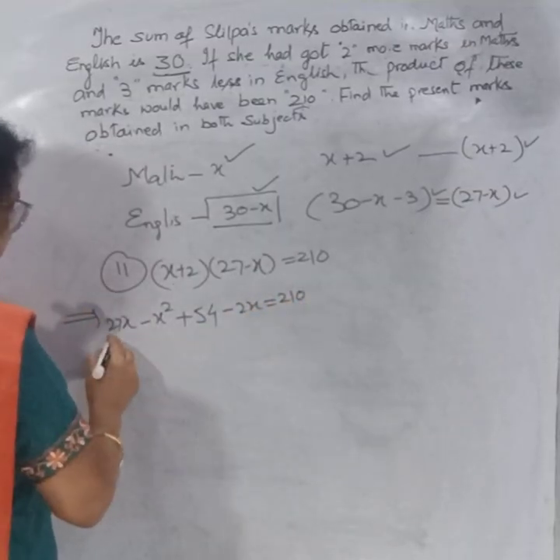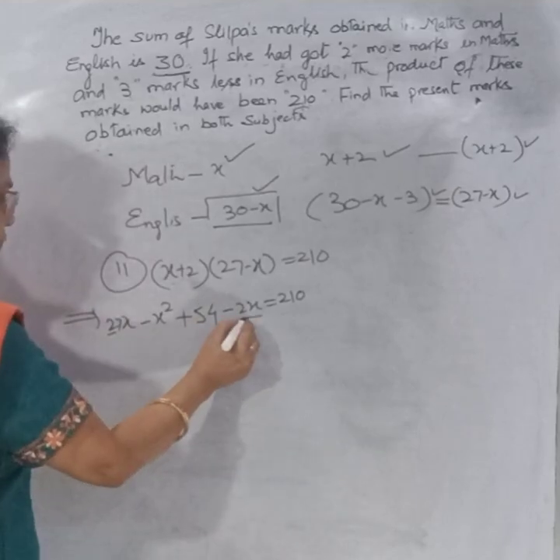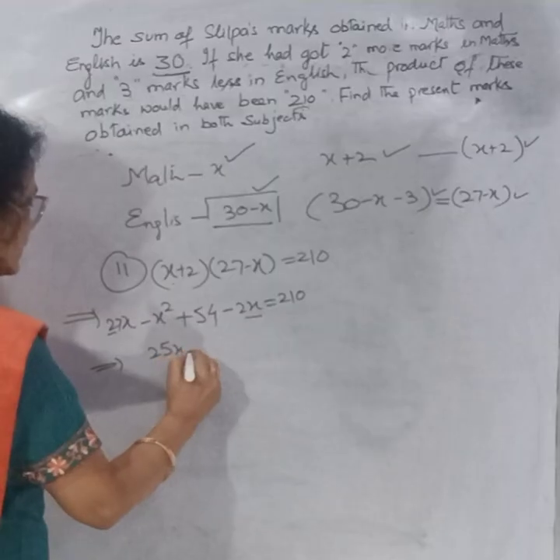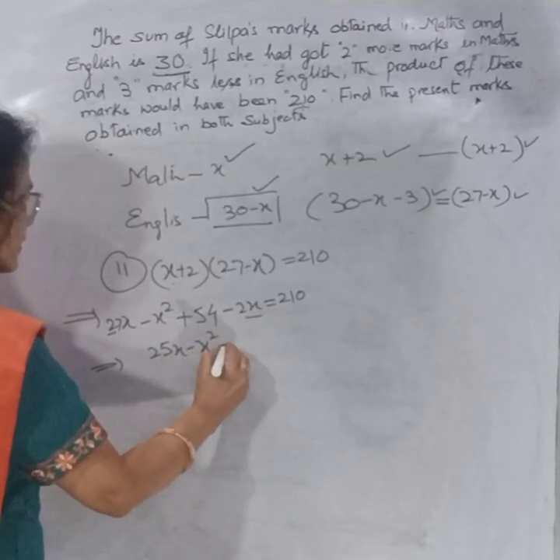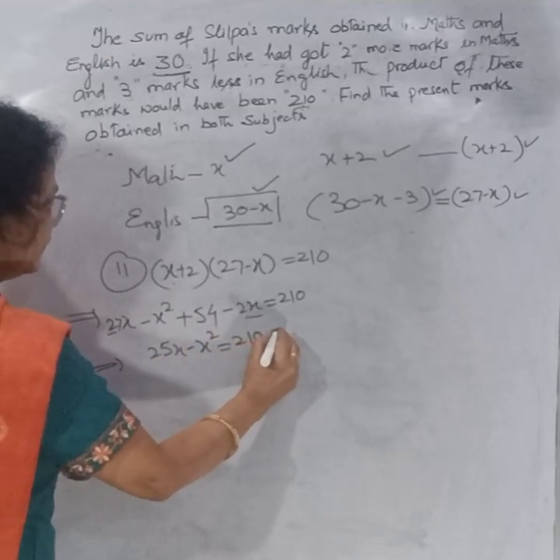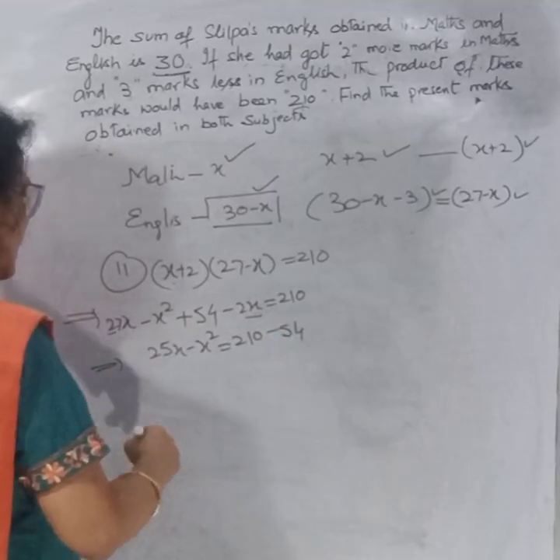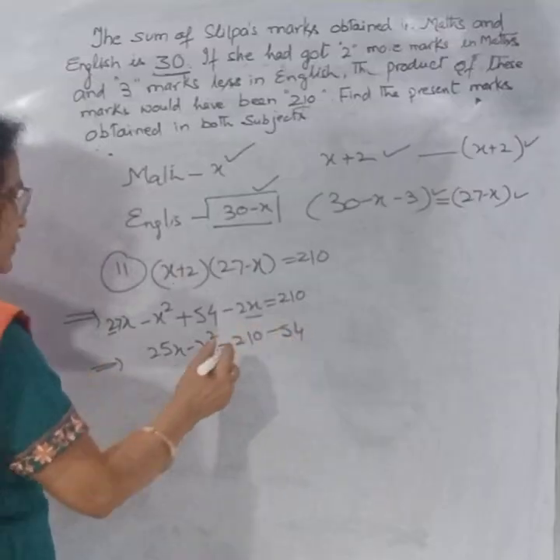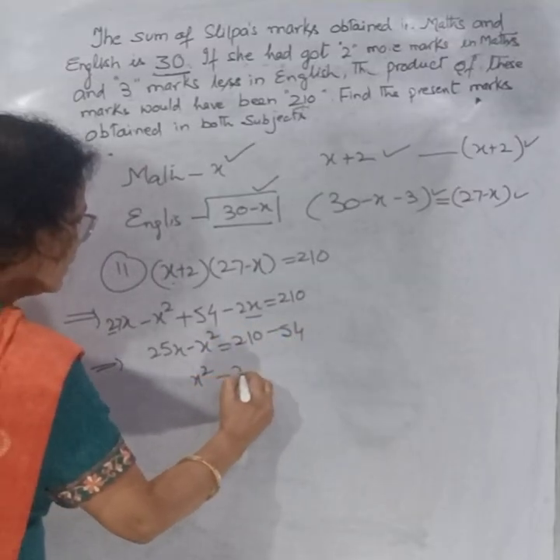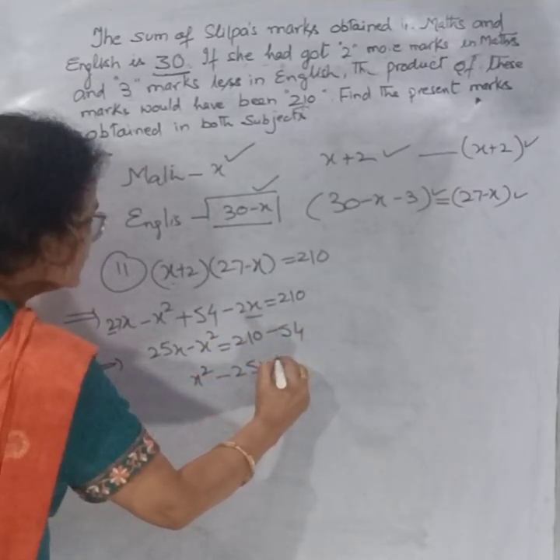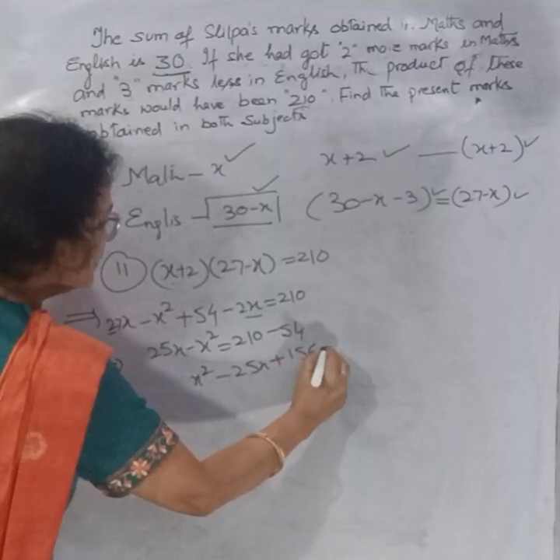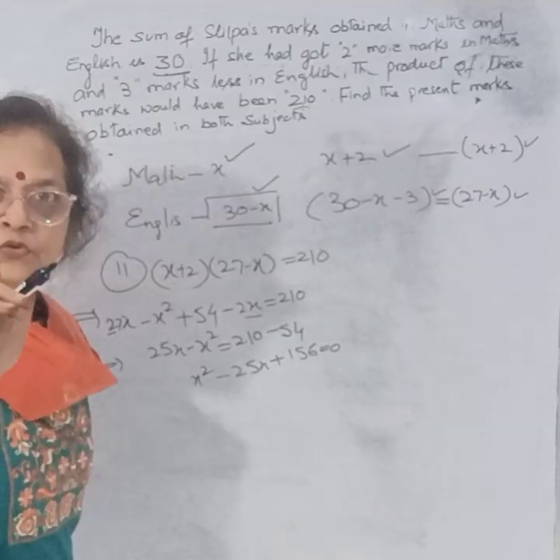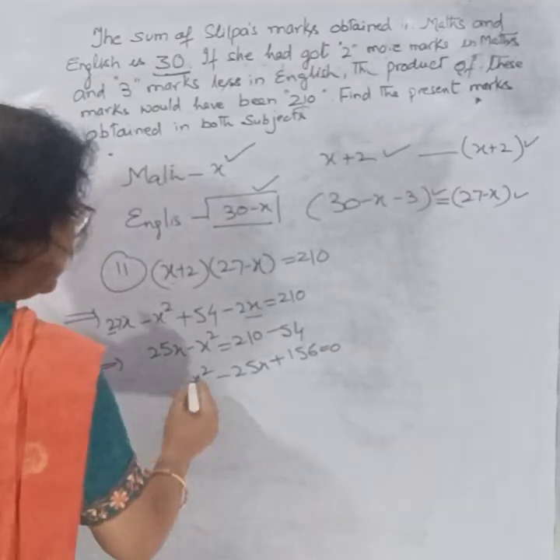And then this is 27x, this is 2x. It means we will simply get 25 times x minus x square equal to 210 minus 54. Or we can say that if we shift all this, x square minus 25x plus 156 is equal to 0. This is a simple quadratic equation from where we will get at least two values of x.